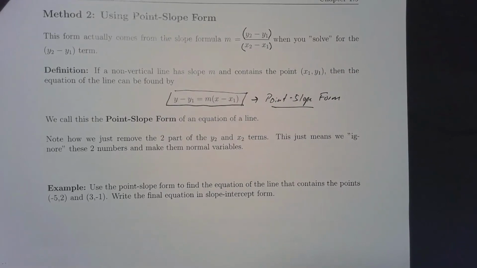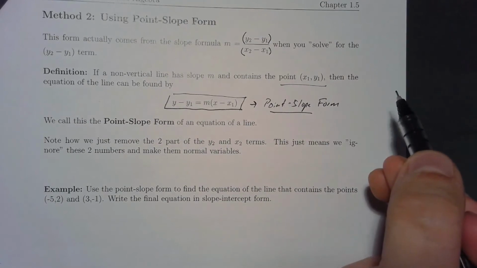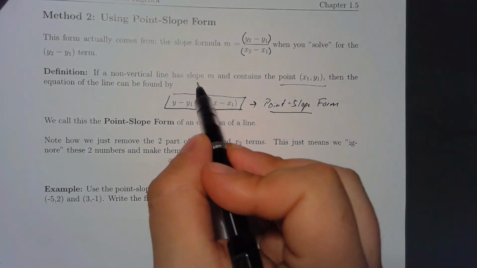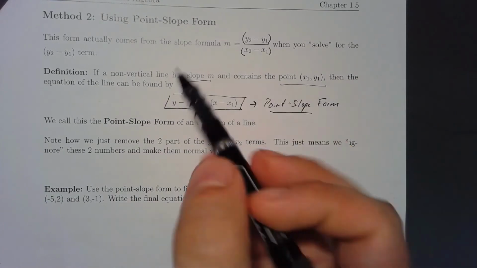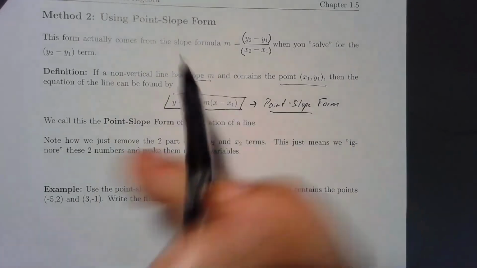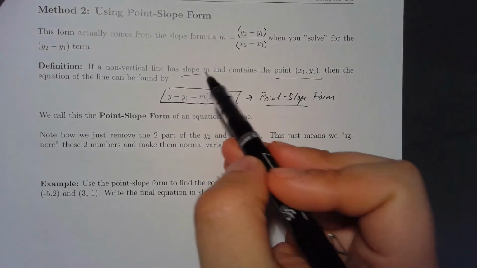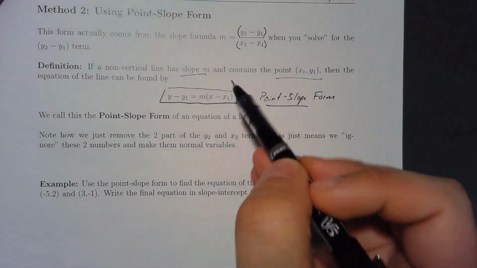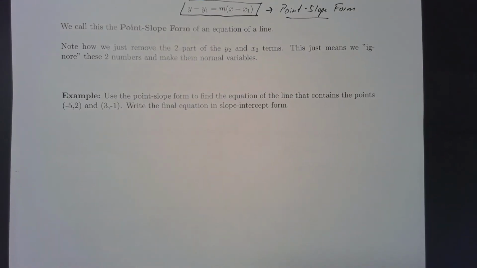What's good about the point slope form is you only need an ordered pair and the slope. You don't need the y-intercept. That's why it's called the point slope form and not the y-intercept form, which is really convenient. As long as you have the slope and one of the ordered pairs, you could use this and then solve for y. It's really nice.